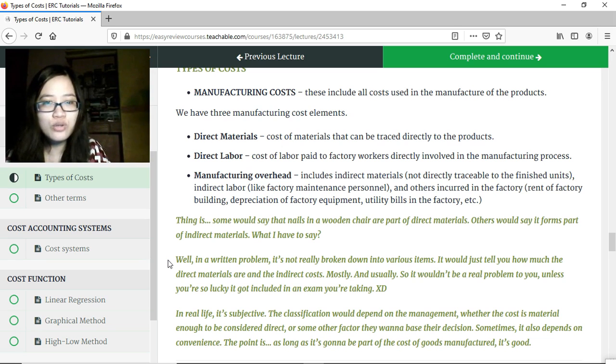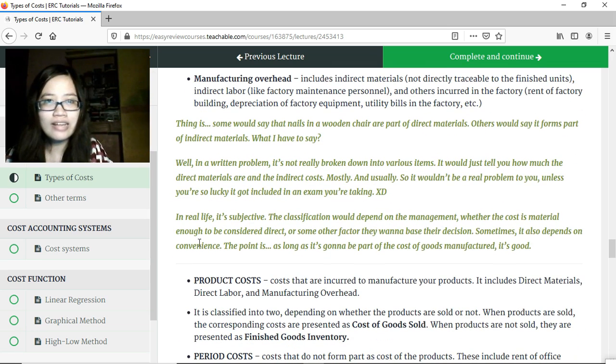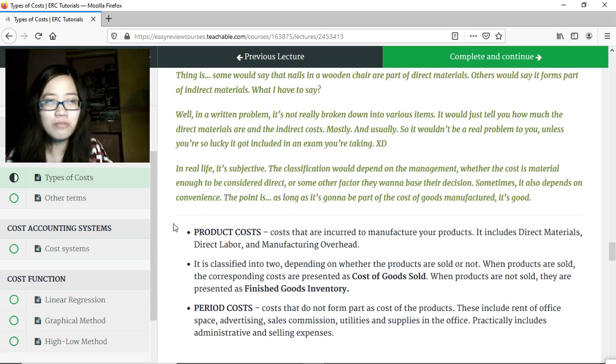Okay, unless you're so lucky that it got included in an exam you're taking. Pero for the most part, karamihan is, ganun naman talagang naka-provide kung magkano yung direct materials, saka yung indirect cost. Direct and indirect cost. Okay, so you don't have to determine pa kung para saan ba yung particular items na yan. Okay? And then in real life naman, it's subjective. Depende dun sa treatment ng company. Okay?